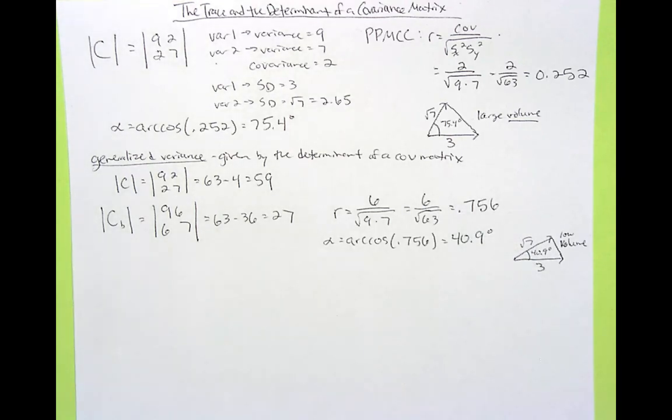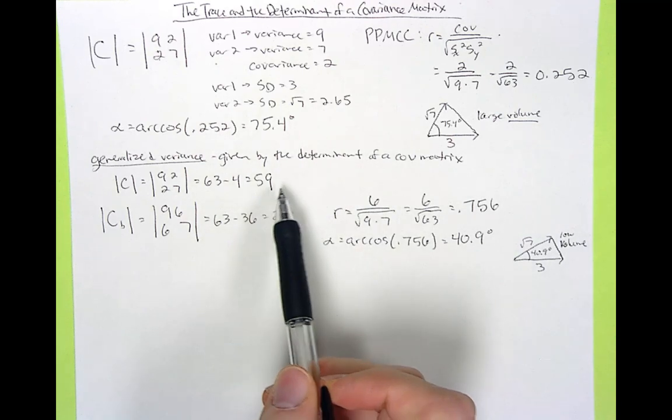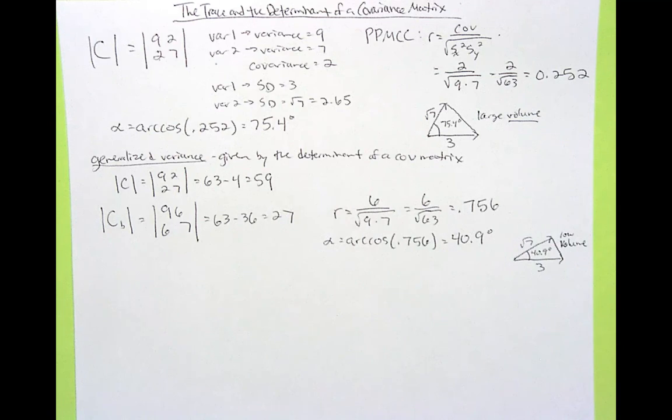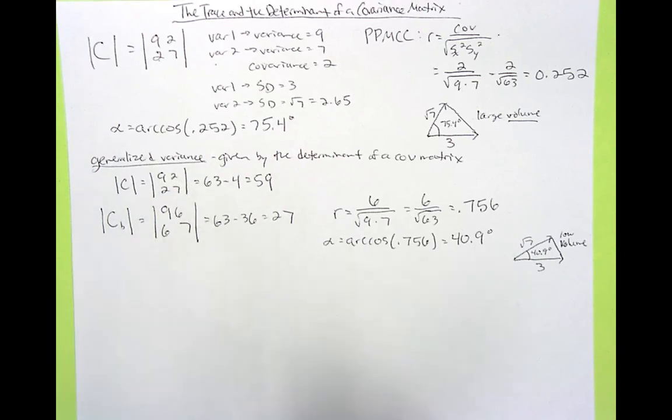So once again, we see here that the determinant for this matrix is considerably less than the former one. So 27, and the former one was 59. And the former one didn't have that much overlap because the covariance was just 2 as opposed to 6 in this case. We see also that the angle between the two variables in the second covariance matrix is small, meaning that the two vectors are close together, creating a geometric figure with smaller volume. So there's more overlap there.